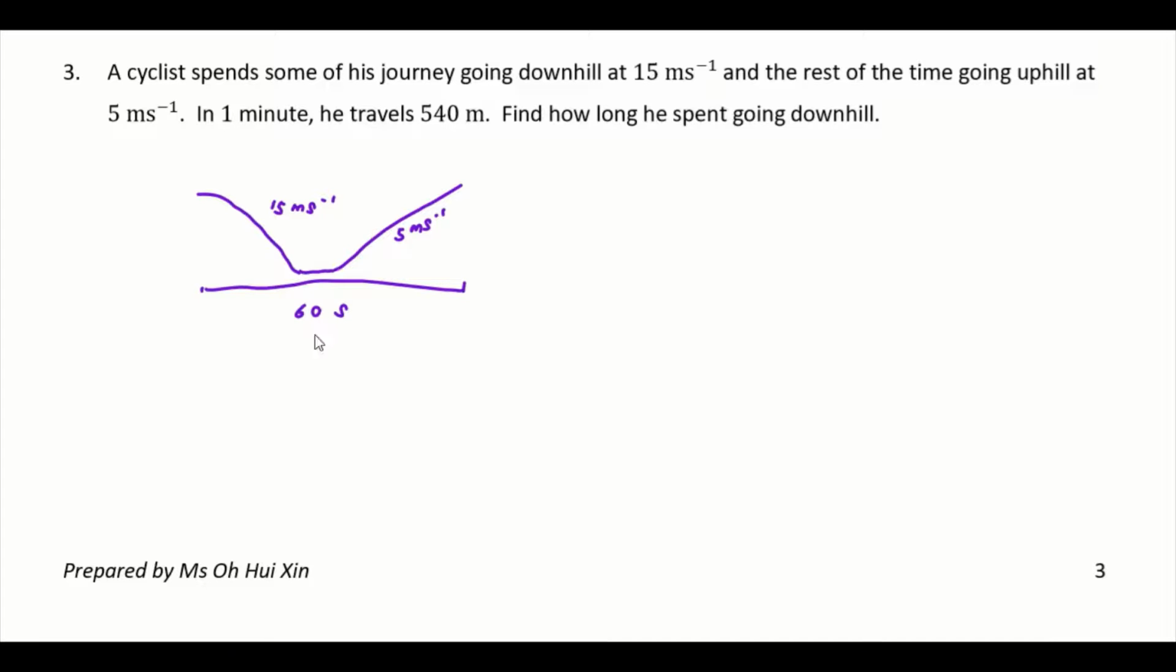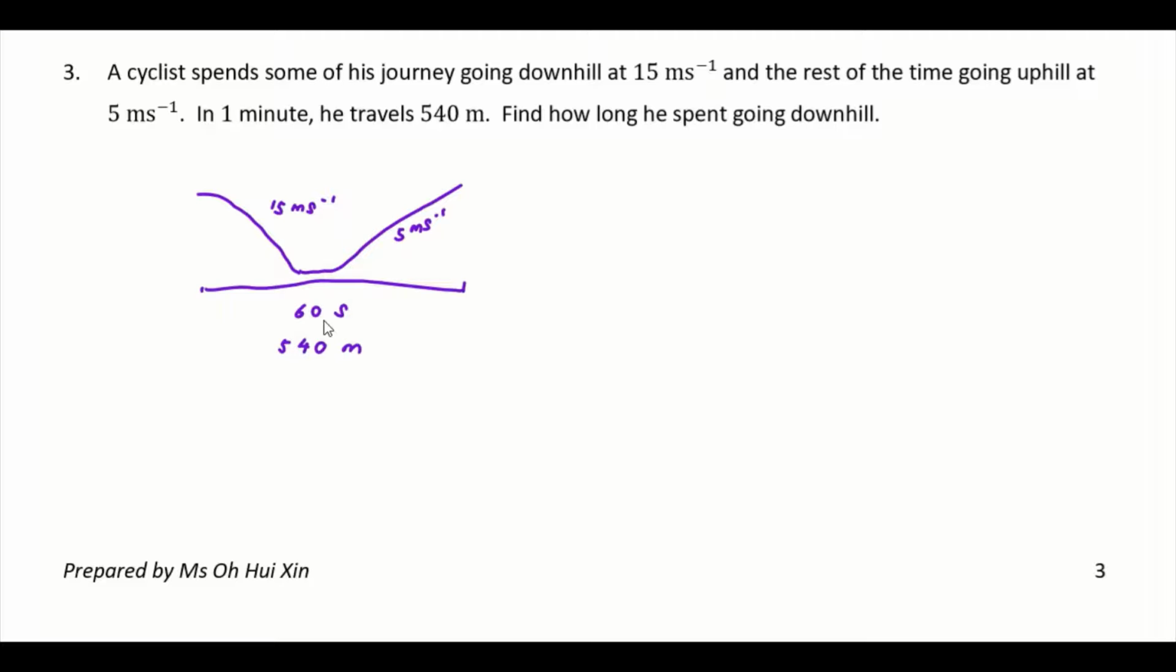So in total, he traveled for 540 meters. Okay, so what is the information that you can get here? Perhaps you want to try to think about it. He traveled a total of 540 meters. So you can imagine the journey going down here plus the journey going up here will be equal to 540, correct? So what is the distance when he is going down here?